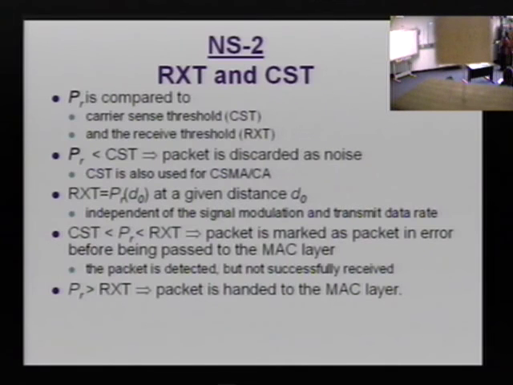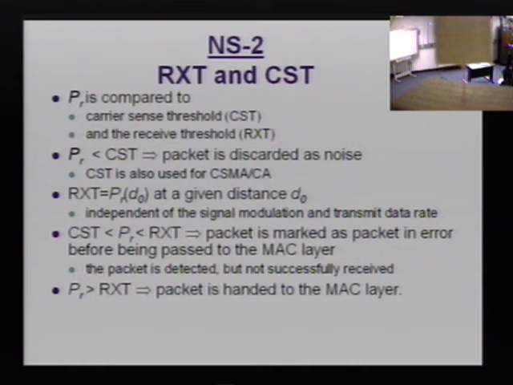And this power in standard NS2 code is compared to two thresholds. One is the carrier sense threshold and the other is the receive threshold. If this power is less than the carrier sensing threshold, this packet is discarded as noise. It's like it never occurred. The carrier sensing threshold is also used for CSMA in the transmit state machine.